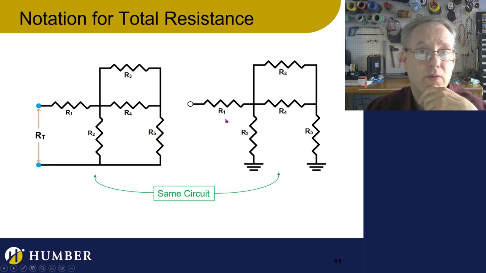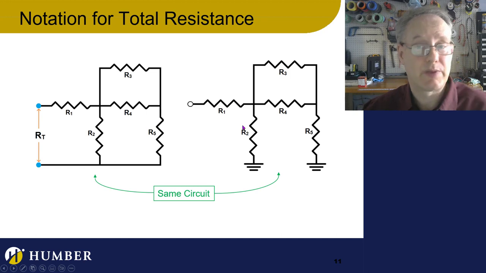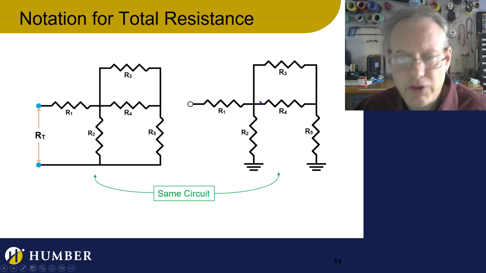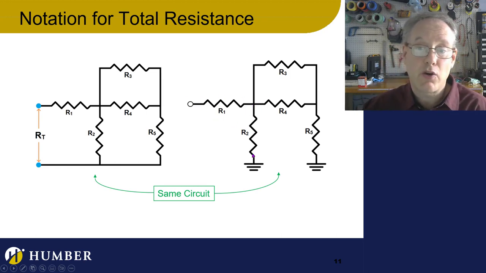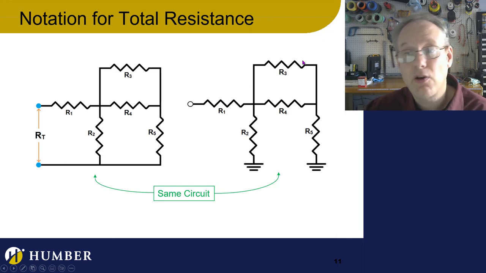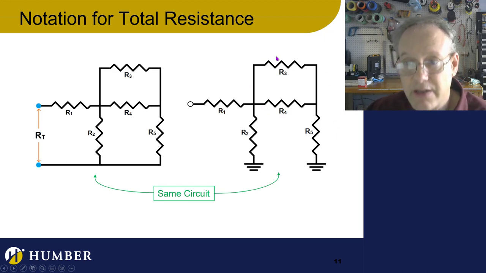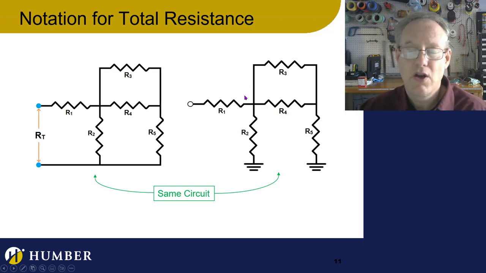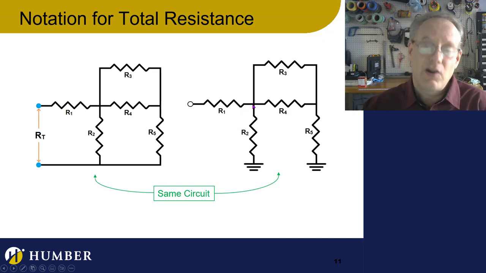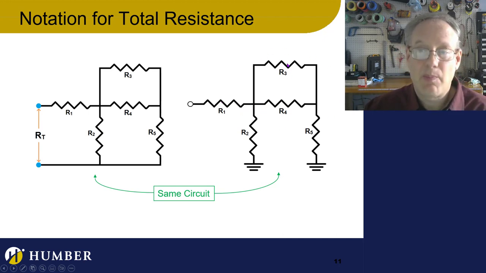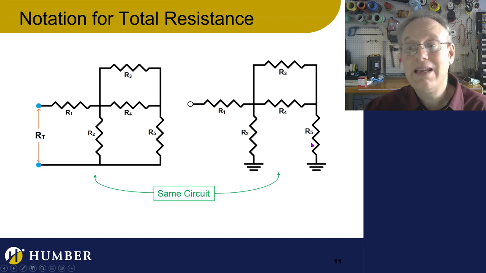Let's take a look at this a different way. Again, putting grounds in helps. So all the current goes through R1, and then some of the current can go through R2, and the other option is it can go through this branch here, where this whole thing is made up of R3 in parallel with R4 in series with R5. So R3 in parallel with R4 in series with R5 is in parallel with R2.